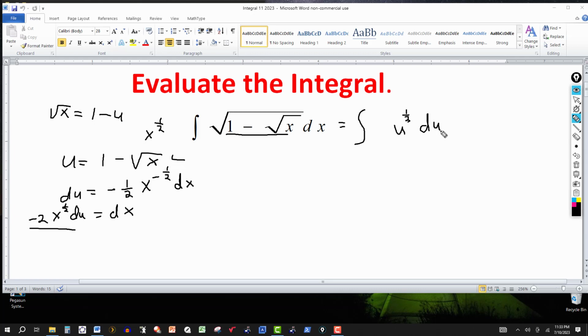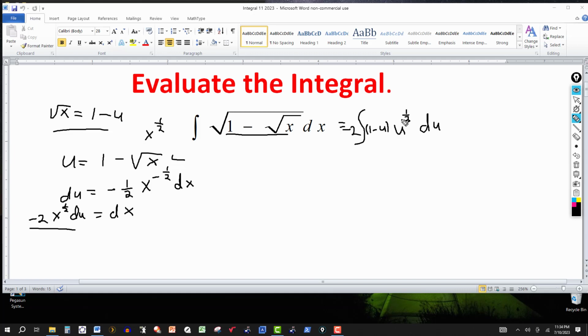in place of the dx, and then I got a minus 2. I'll put the minus 2 out in front. And then I've got an x to the 1/2. I'm going to write that as 1 minus u. That's the square root. Okay, x to the 1/2 from this substitution here is 1 minus u. So I'm going to write 1 minus u here. And if you used a different substitution and got it to work out, go ahead and post what you substituted for in the comments.